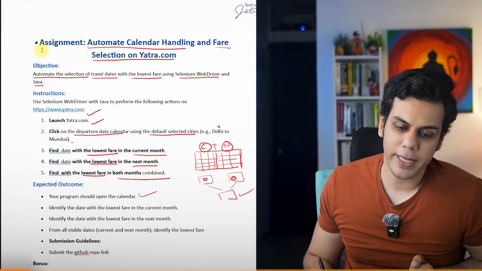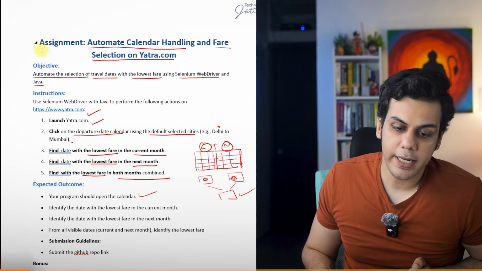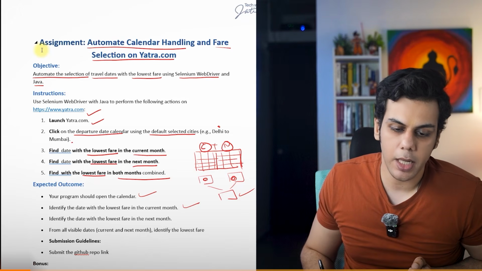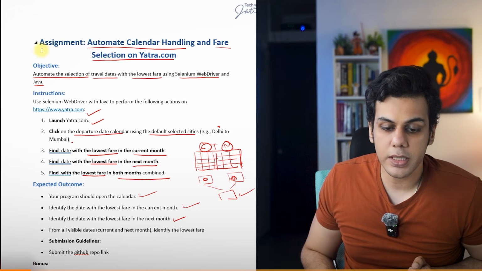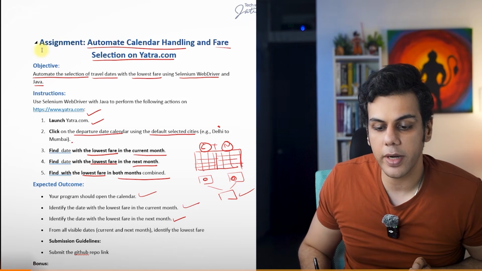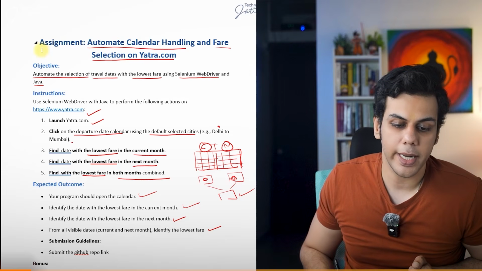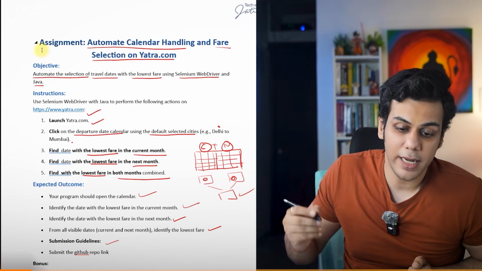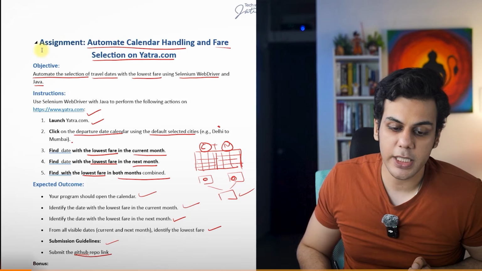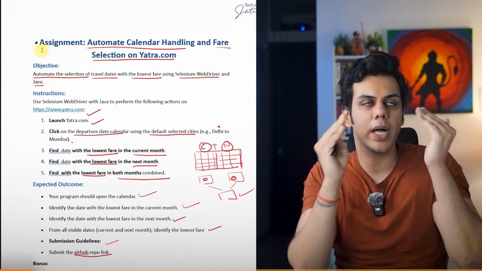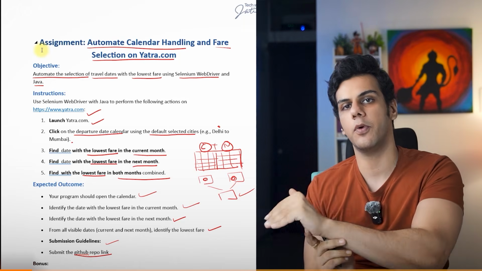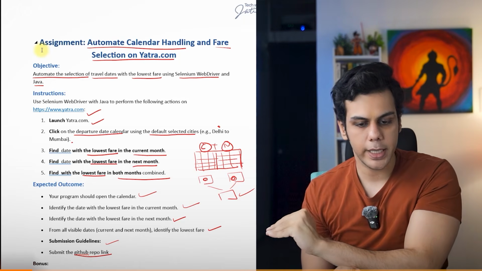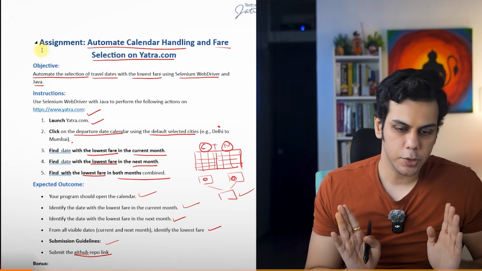Your program should open the calendar, which is obvious. Identify the date with the lowest fare in the current month. Identify the date with the lowest fare in the next month. From all the visible dates, current and next, identify the lowest fare. And the submission guideline is to submit the GitHub repo link. Once this entire project has been created, we are supposed to push it into our GitHub repository. This is something that we are supposed to do.